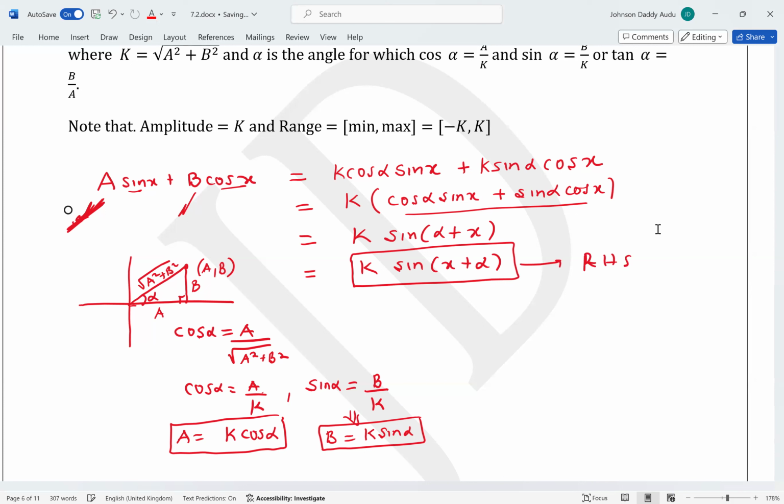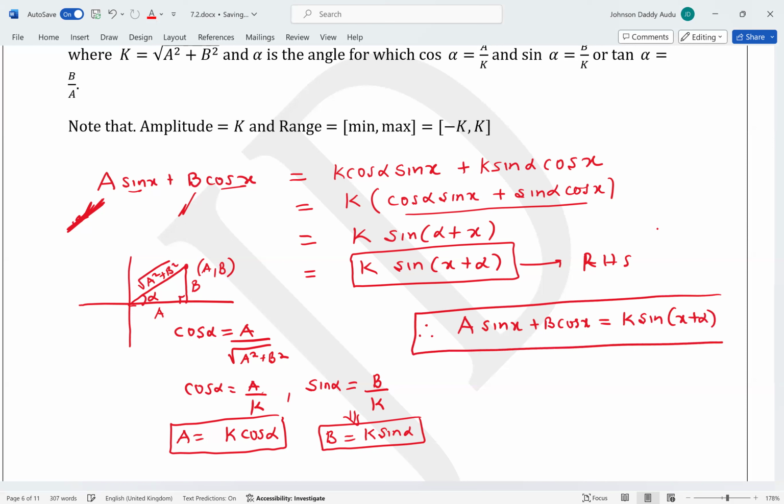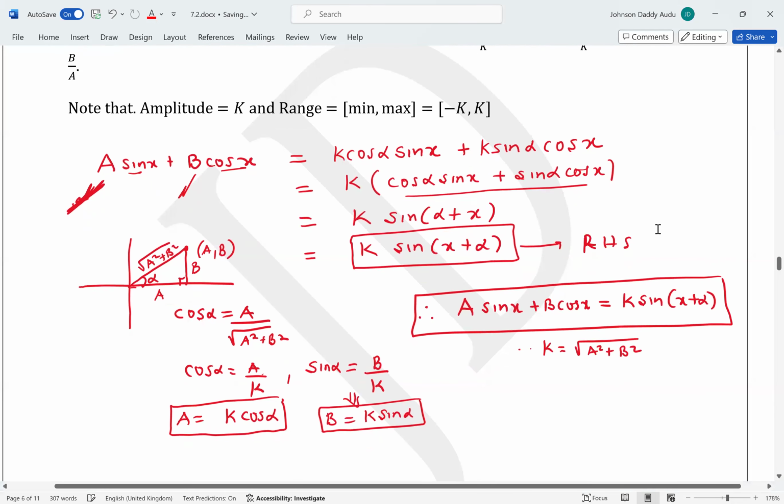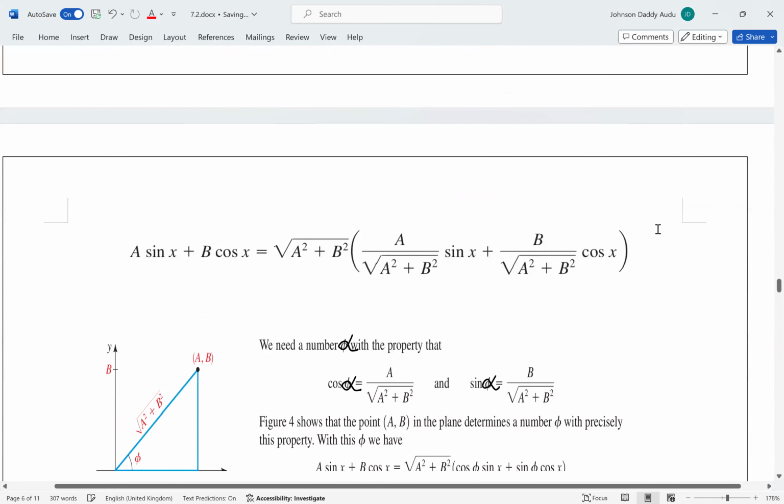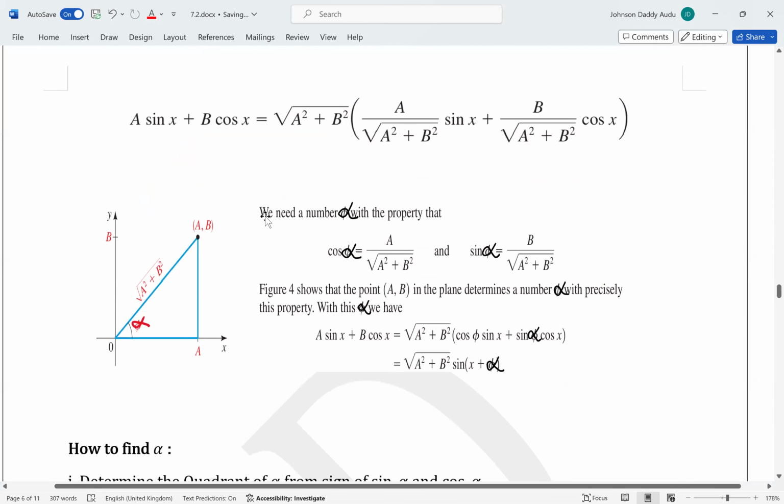Okay, so in a nutshell, anytime you have a sine x plus b cosine x, we can write it as k sine(x plus alpha). But don't forget, k is nothing but the root of a squared plus b squared. All right. Okay, so we will see how to use this now.